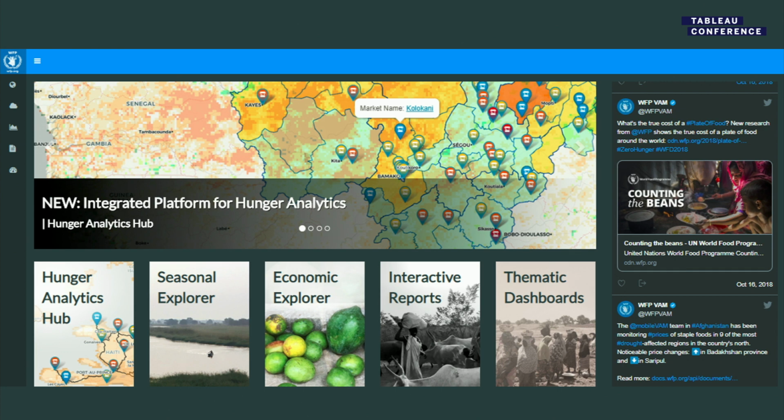So one of the challenges that we are trying to address is we have all these different data streams and we want to integrate them together. So we have our new integrated platform for hunger analytics. This is a hub where you can access all the information necessary for food security analysis. We have the Seasonal Explorer, where you can explore the rainfall and vegetation trends, our Economic Explorer, and we also have interactive reporting.